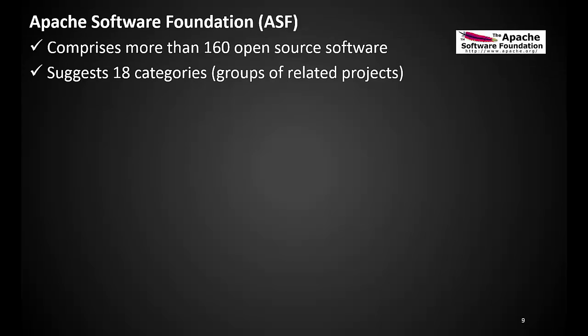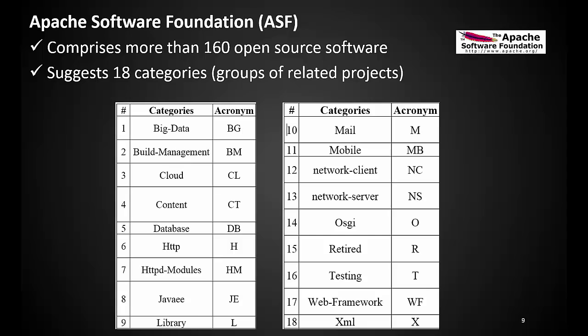First, the Apache Software Foundation, which comprises more than 160 open source software projects and suggests 18 categories. The idea behind these categories is to create groups of related projects, but projects can belong to one or more categories. And here we can observe the 18 categories.